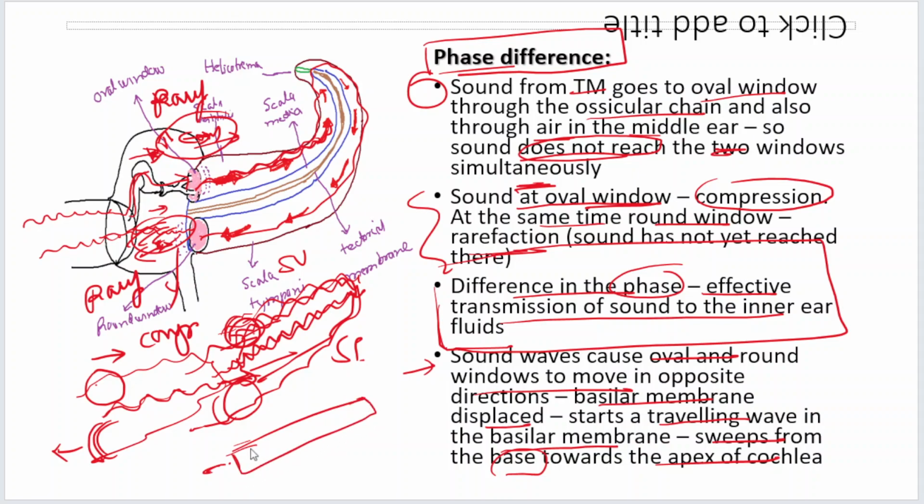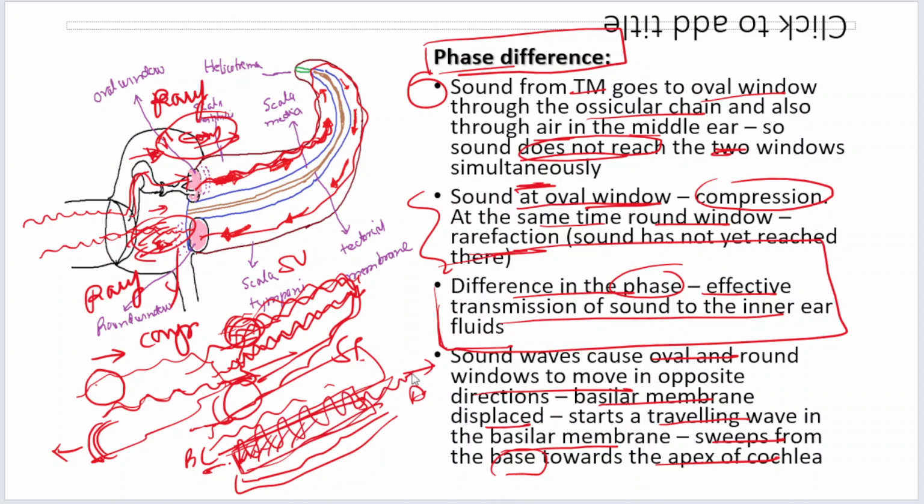This is the basilar membrane. We have this basilar membrane, this is the base of the cochlea, this is the apex of the cochlea. So in the tube above there is a pressure wave, in the tube below there is a pressure wave, and this causes the traveling wave to get set up in the basilar membrane. So the basilar membrane wave starts at the base of the cochlea, and as it goes, it will reach the apex of the cochlea.